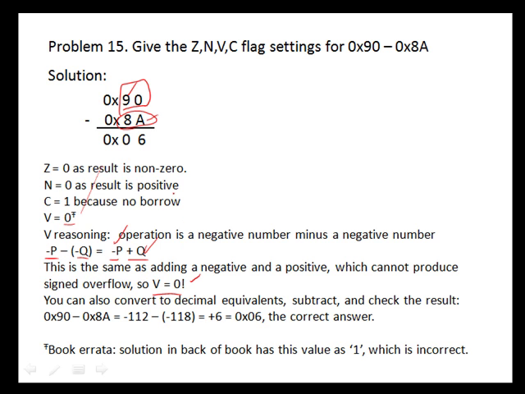Another way to determine the overflow flag, which takes a bit more work, is simply to convert these to their decimal equivalent. So a hex 90 is a negative 112, hex 8a is a negative 118. If we do the subtraction of minus 112 minus a minus 118, we're going to get a positive 6, and that positive 6 is the correct answer. So again, this tells us that overflow did not occur.